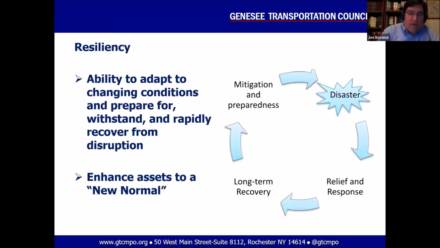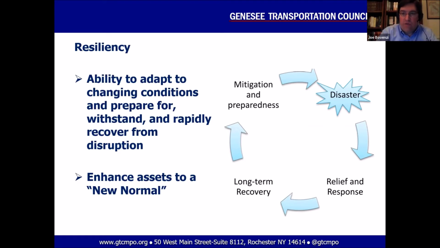So when I talk about resiliency, again, Jen sort of mentioned this, so I'm not going to go over this in great detail. I think our definitions may be a little bit different in detail, but fundamentally the same. Resiliency is the ability to adapt to changing conditions and then prepare for and recover from disruption. And ideally, we're looking at enhancing assets to a sort of new normal. So in the aftermath of an incident, a major hazard impact, we're not looking at simply rebuilding a bridge or replacing a road the way it was. We're saying, okay, we're going to restore this asset, we're going to restore the service, but what can we do to make it more resilient to future impacts?